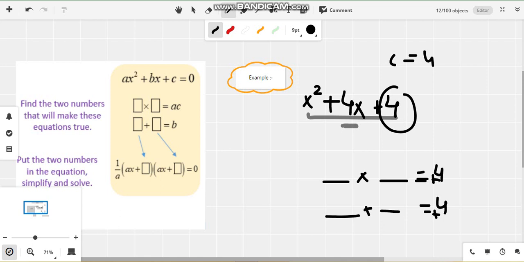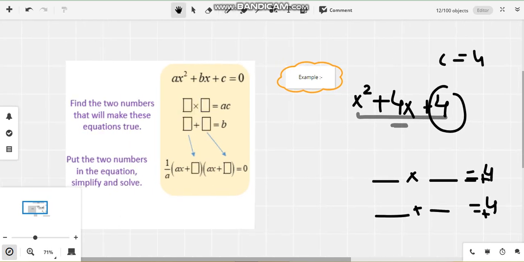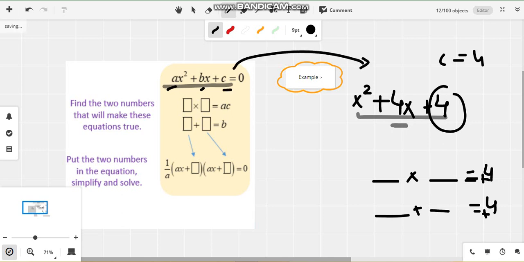This is the product-sum rule basically. If you look at the rule here, it's mentioned ax square plus bx plus c for factoring. It can be any a, b and c value, but find the two numbers that will make this equation true. If I compare the quadratic standard form with this one, a is 1 here, b is 4 and c is 4. They are saying find the two numbers that will make these equations true. You have to figure out the two perfect numbers that make your equation true.